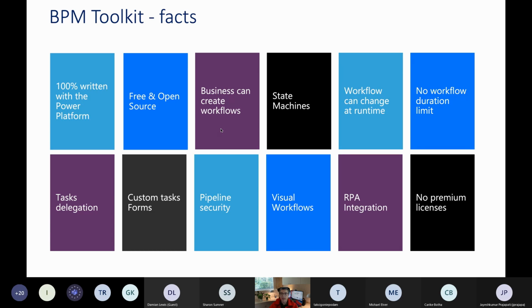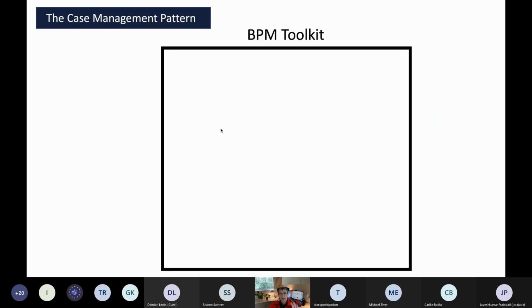And you don't need to buy a premium license, at least for the SharePoint version. There is a SharePoint version, there is a Dataverse version, and there is a Dataverse for Teams version. You might have to buy additional API add-ons, however. This is the pattern which is behind the BPM Toolkit.